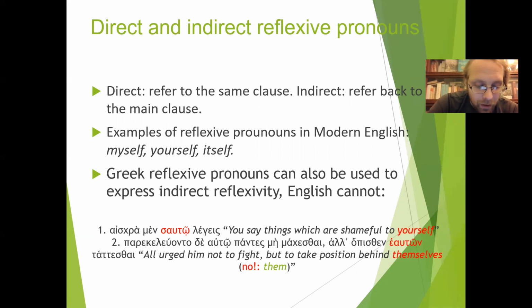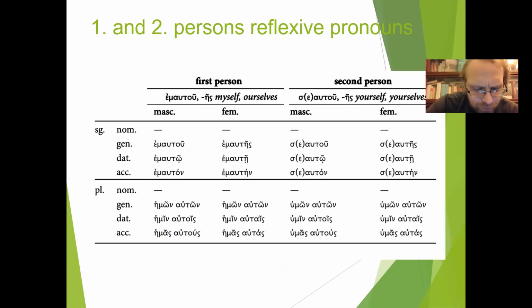However, they do not occur at all in the nominative case, and also in the first and second persons there are no neuter forms. All the same, here we have, to begin with, the paradigms for the first and the second person singular and plural. So if we begin with the singular, we have here in the first person emautuu in the genitive, emauttoo in the dative, and emauton in the accusative. And then in the feminine, we have emautes, emautte, emauteen. And then the second person is seautuu, seauttoo, seauton, and in the feminine, seautte, seautte, seauteen.